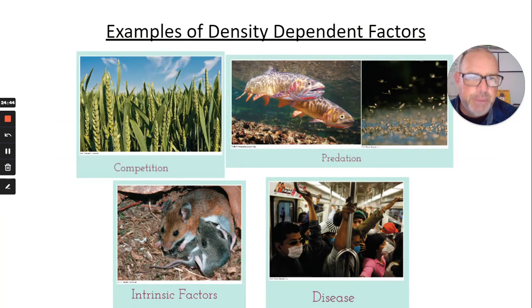Examples of density dependent factors, I mentioned that a second ago: competition, predation, disease, intrinsic factors. Don't worry about the intrinsic factors a whole lot. These are very specific factors that apply to specific species. For one species, it might be how many offspring they have. For another, it might have to do with temperature. It's really specific things to specific species. But I think density dependent probably makes sense to you.